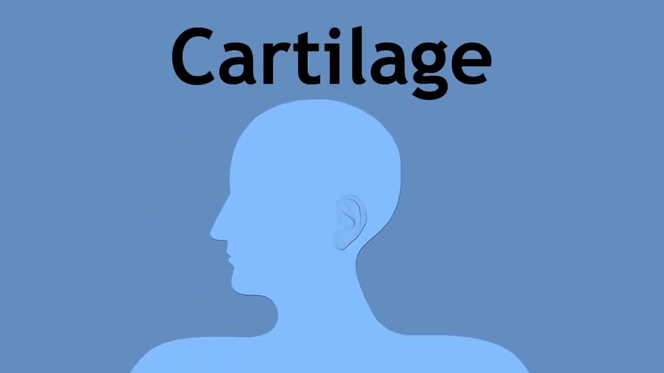Feel the top of your ear. The hard yet flexible part is cartilage, which is also a type of protein. This cartilage is also found in joints. It makes it possible to move our arms and legs. Feel the tip of your nose. It is also made of cartilage.